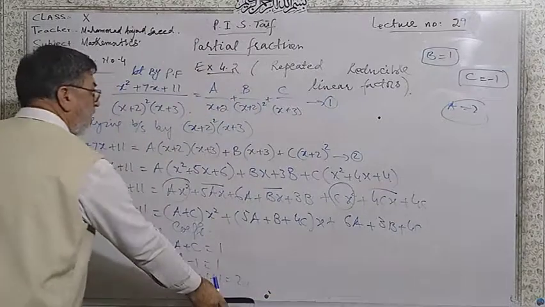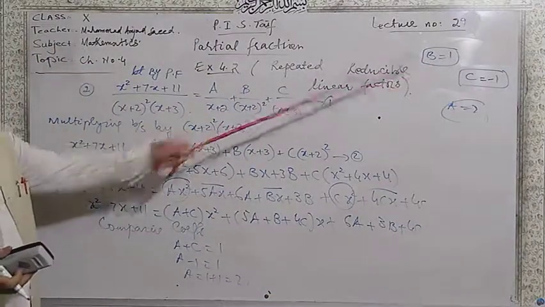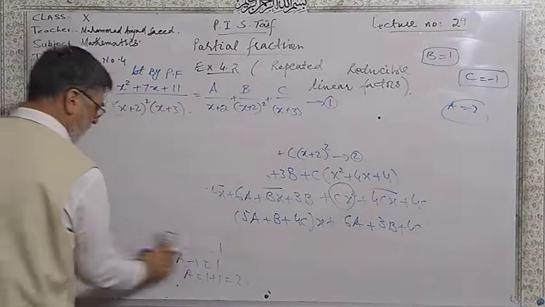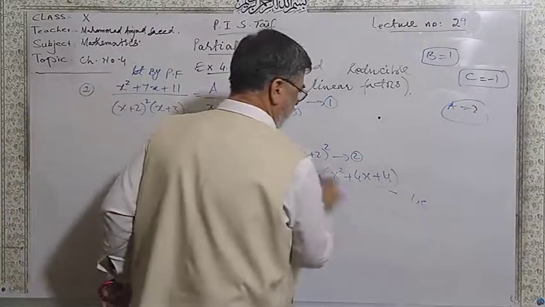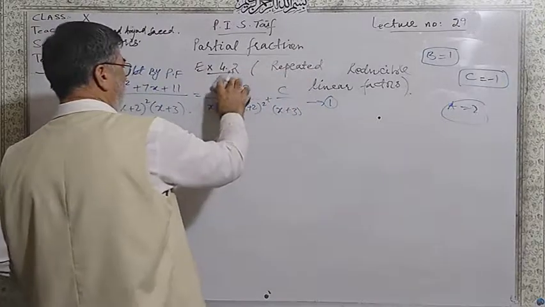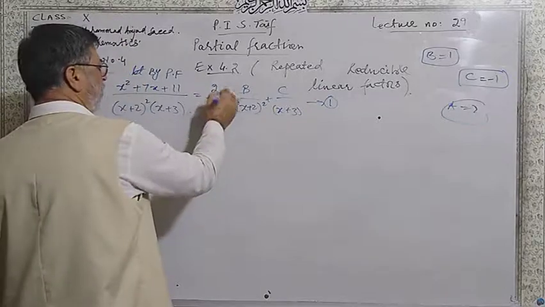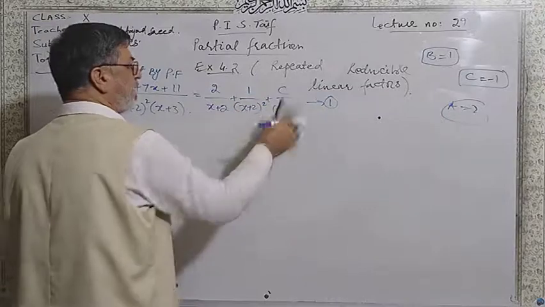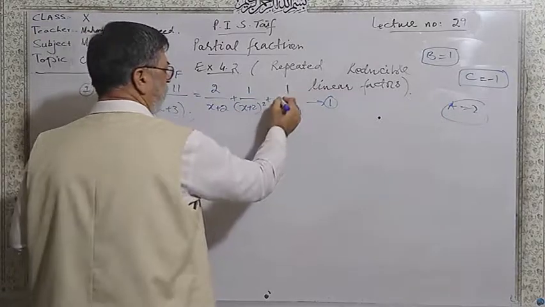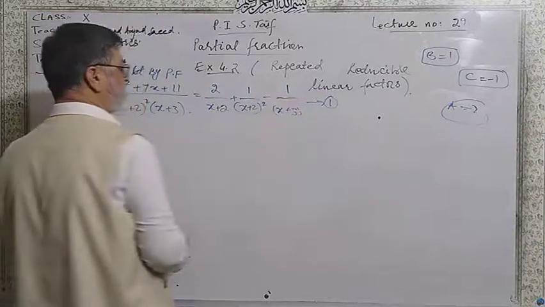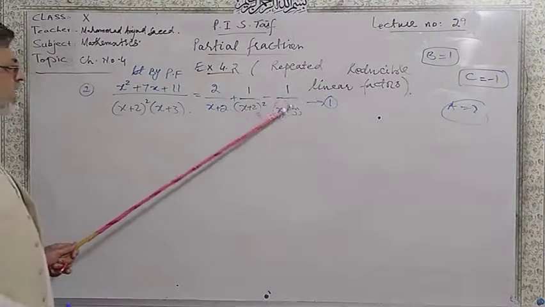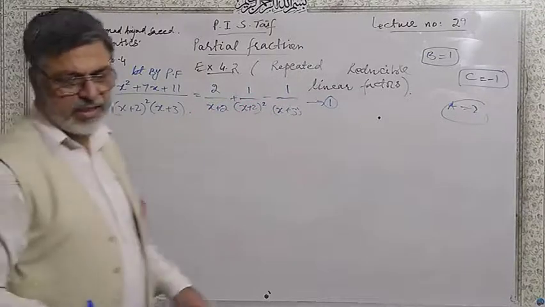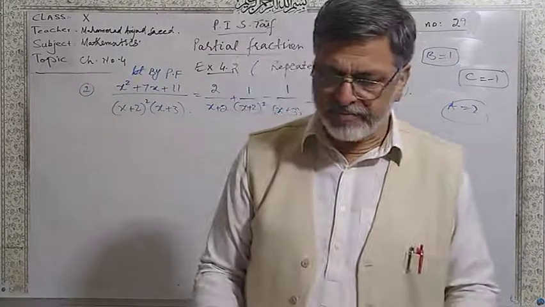Dear students, applying values of a, b, c here in equation number 1. A is 2, b is 1 and c is minus 1. So you can write down here this will be plus minus minus. So your answer is 2 over (x plus 2), plus 1 over (x plus 2) square, minus 1 over (x plus 3). I hope that you got the idea.